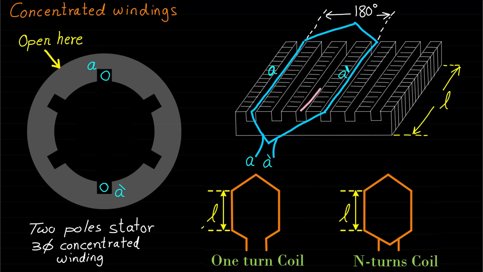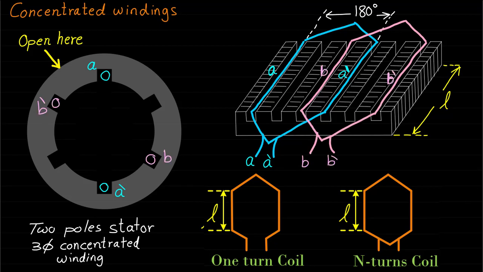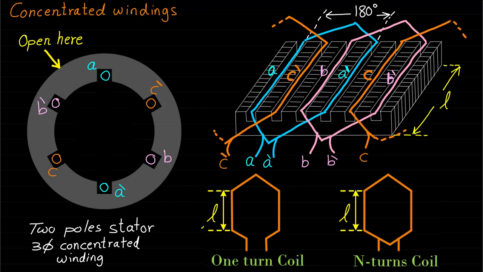Similarly, phase B winding is implemented with only one coil, represented by coil BB', which has N turns. Coil BB' has two sides, side B and side B'. Also, phase C winding is implemented with only one coil, represented by coil CC', which has N turns. Coil CC' has two sides, side C and side C'.